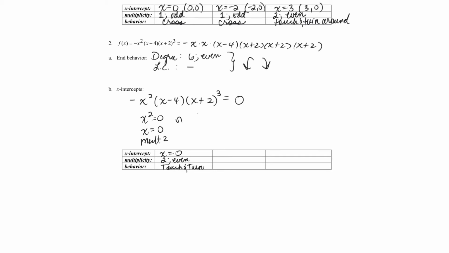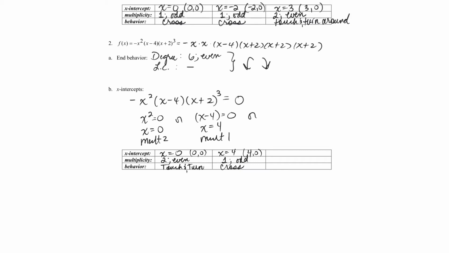Or if x minus 4 equals 0, or x equals 4, well, what's the multiplicity there? The multiplicity is 1. I only have one factor of x minus 4. So the x-intercept is x equals 4. Of course, this is (4, 0). The multiplicity is 1, which is odd. So it's going to cross at that x-intercept.